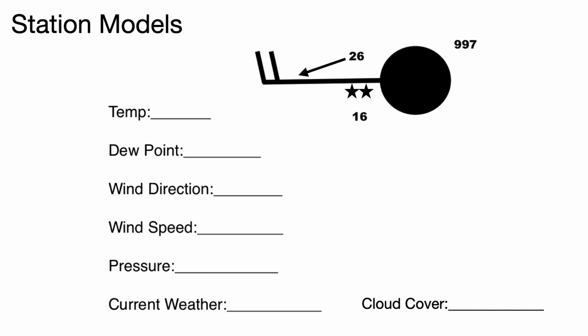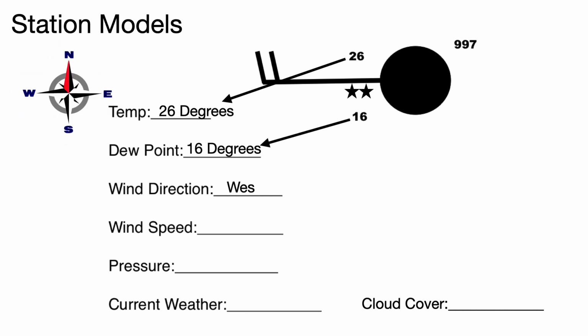So starting at the very beginning, we have a temp of 26 degrees. That is the number in the top left corner. Our dew point is 16 degrees, our number in the bottom left corner. We're going to look at a west wind because our wind barb is pointed to the west. That means our winds are coming from the west. We have two long lines, which means our total wind speed is 20. We're going to take 10 plus 10 to get that 20.